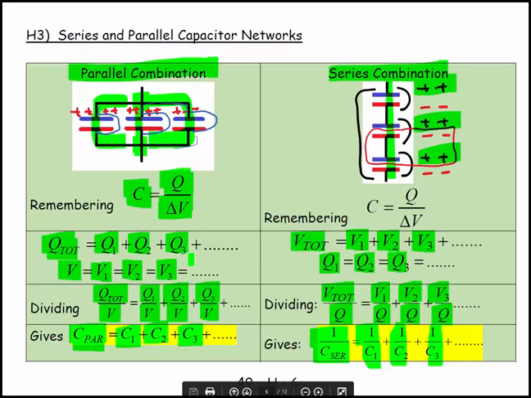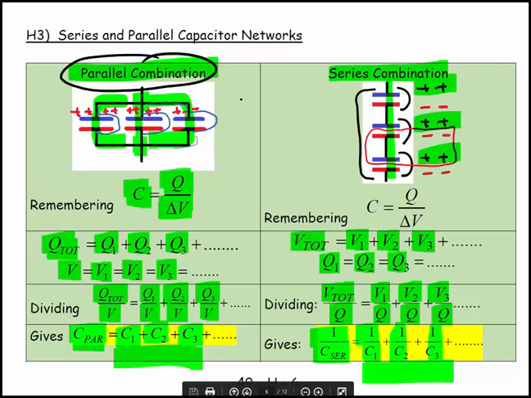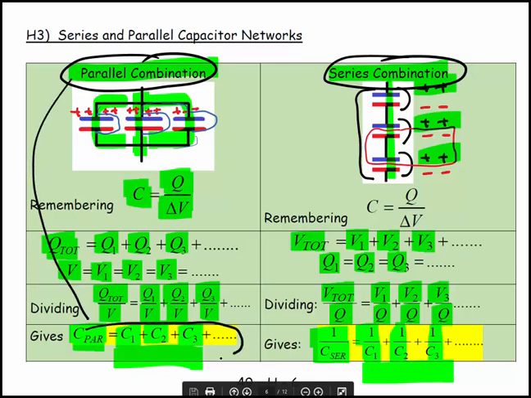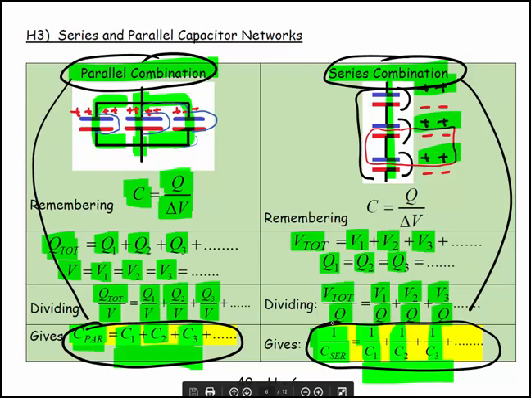What you can remember is that when you add capacitors in parallel, the value gets bigger. And when you add capacitors in series, the value gets smaller. So the critical things are, can you recognize a parallel combination as opposed to a series combination? And then can you remember the equation knowing that in parallel the capacitance increases and in series the capacitance decreases? That's what you really need to know at the moment.